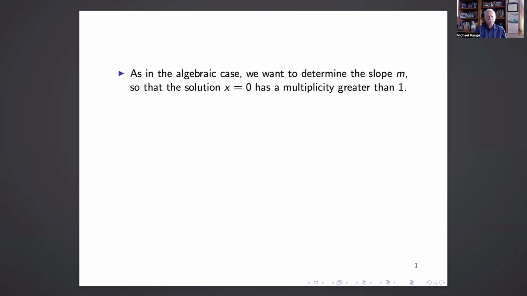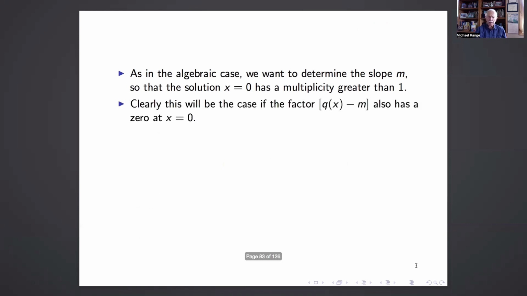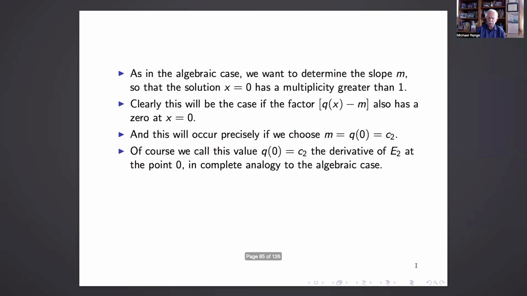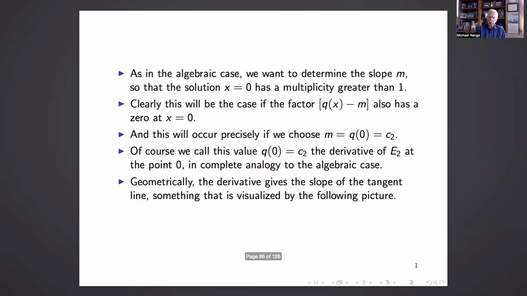As in the algebraic case, we want to determine the slope m so that the solution x equals 0 has multiplicity greater than 1. Clearly, this will be the case if the factor q at x minus m also has a 0 at x equals 0. And this will occur precisely if we choose the slope m to be equal to this number q at 0, which we had determined as c sub 2. And of course, we call this value q at 0 equals c2, the derivative of e sub 2 at the point 0, in complete analogy to the algebraic case.